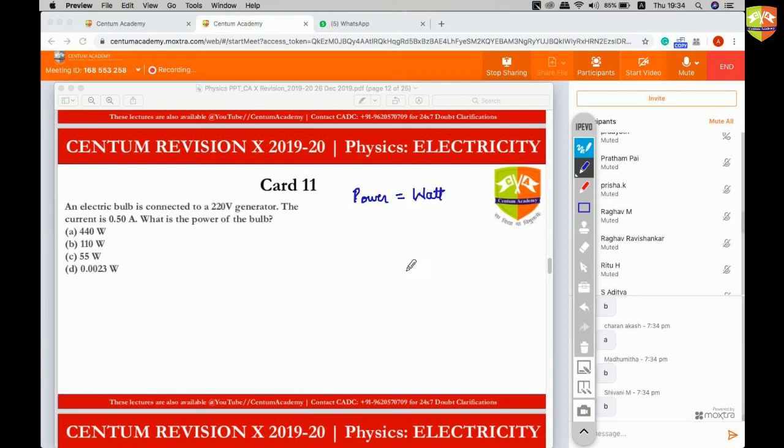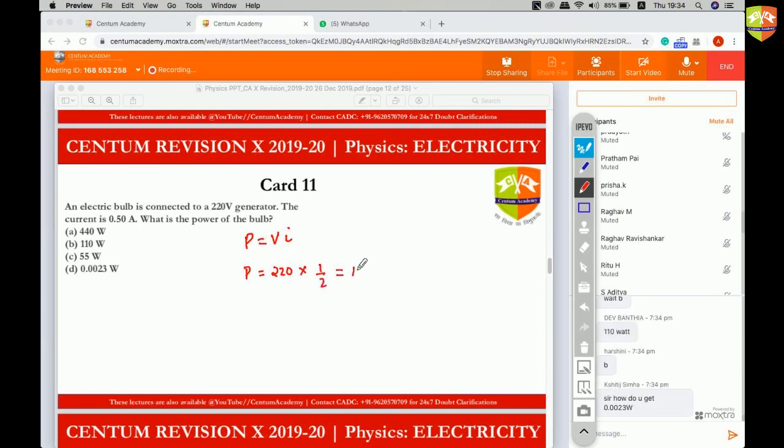Why? I'll tell you the reason. Remember this. This can also be the answer, but here the word conventional is missing. Conventional current is opposite to the direction of flow of electrons. Actually, electrons flow from the negative terminal to the positive terminal. Clear. This is the answer.